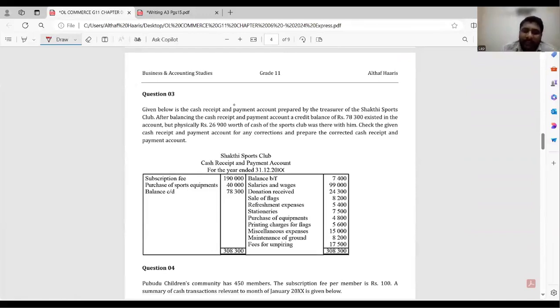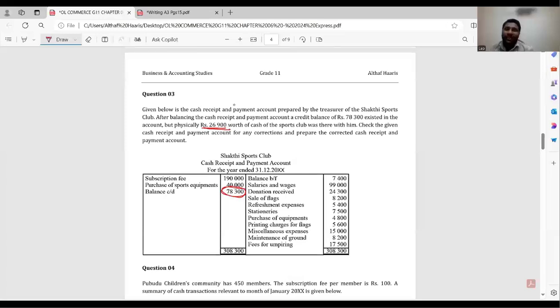After balancing the cash receipt and payment account, a credit balance of 78,300 existed in the account. A physical cash count showed 26,900. Big problem, no? Once the treasurer is done with the accounts, he is telling there is a balance of 78,300, but you have physical cash of 26,900.